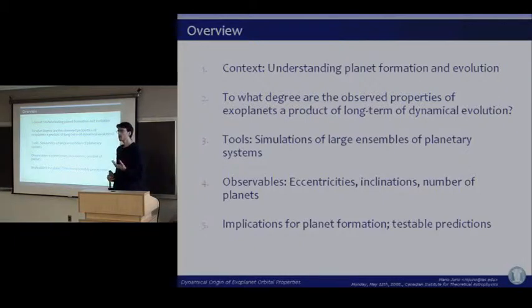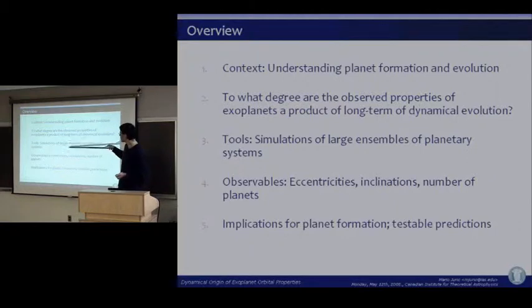Because of the ways that planetary systems are discovered, most of the parameters we know for most of the planets outside of our own solar system are just dynamical parameters. So orbital parameters like semi-major axis and their mass, their eccentricity. The topic of today's talk is a simple question: to what degree are these observed properties of exoplanets a product of long-term dynamical evolution?